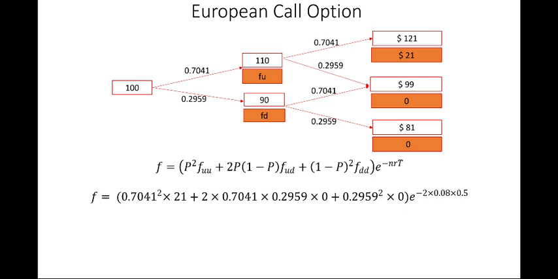Now just simply plug in all the values from the graph into the equation, that is P square, so 0.741 square, multiplied by FUU, that is 21, plus twice of 0.741 into 0.2959 into FUD, that is 0, plus 0.2959 square into 0, and multiplied by exponential raised to the power minus 2 into 0.08 multiplied by 0.5.